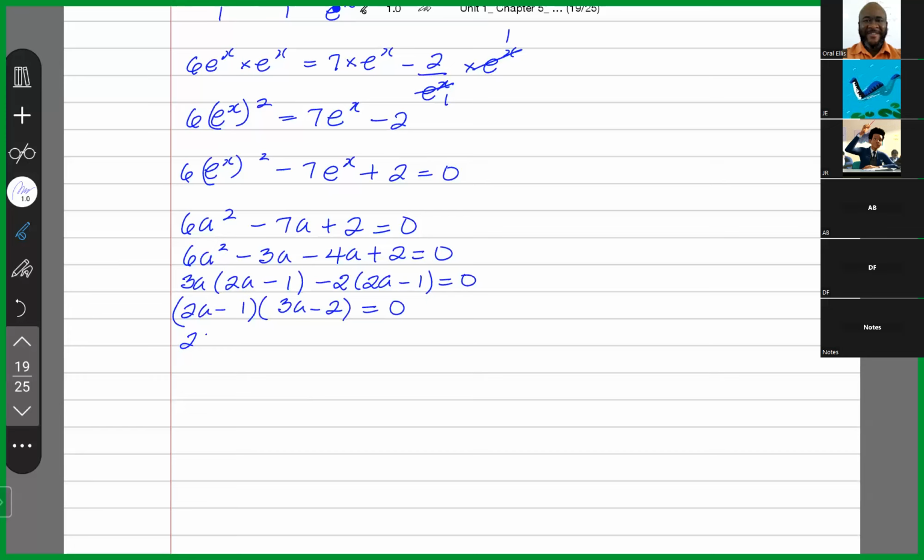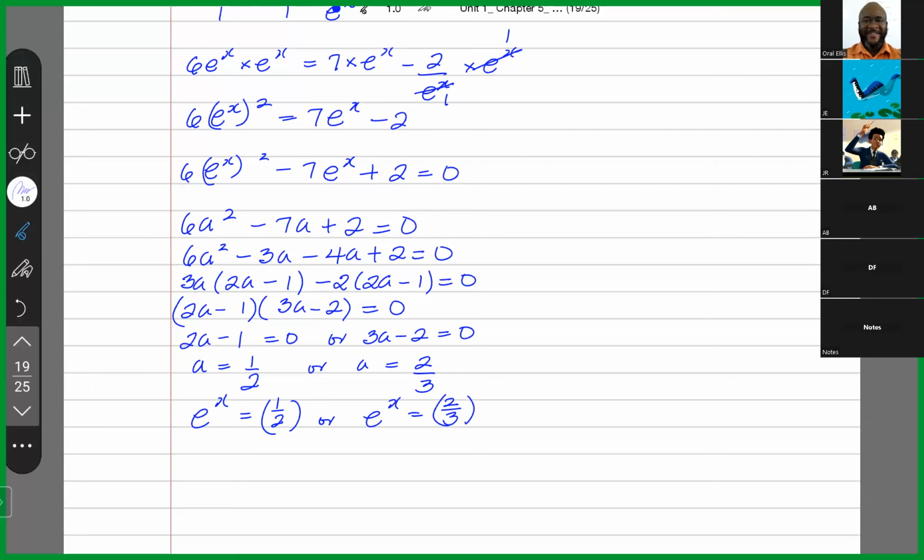So 2a minus 1 is equal to 0, or 3a minus 2 is equal to 0. So here a is equal to 1/2, or a is equal to 2 over 3. But remember that a is actually e to the x. So we have e to the x is equal to 1/2, or e to the x is equal to 2/3.